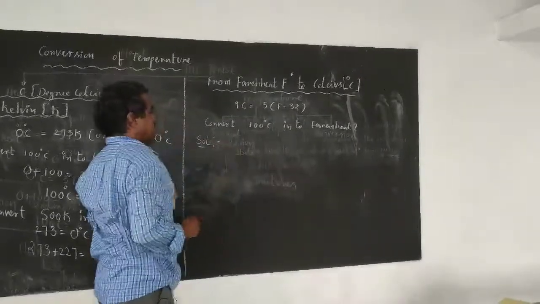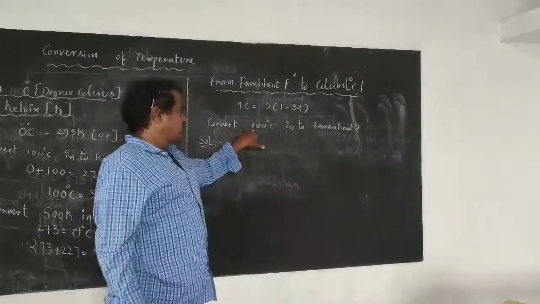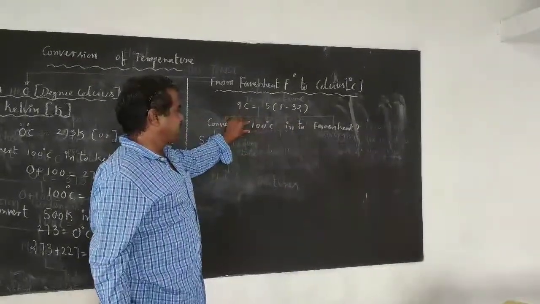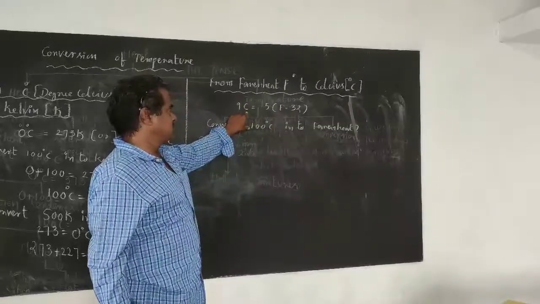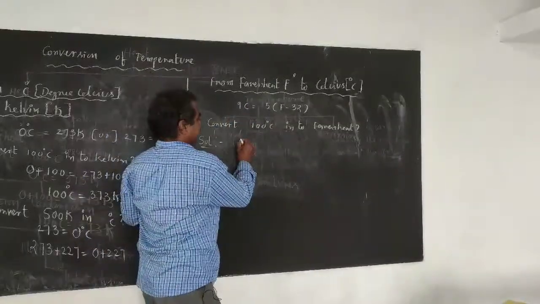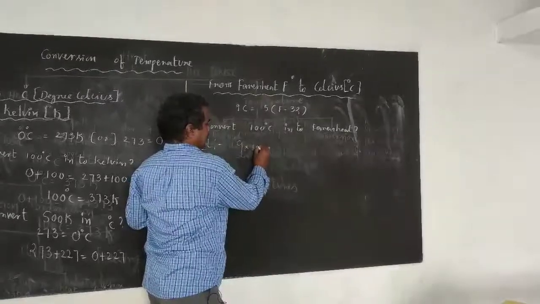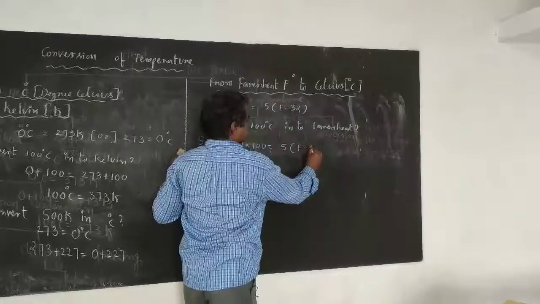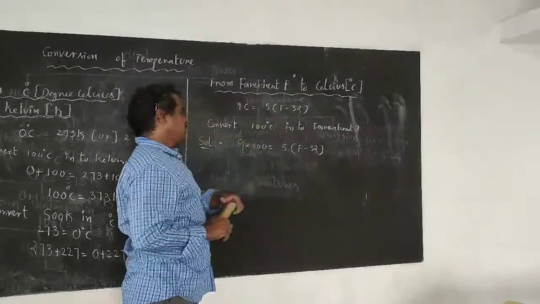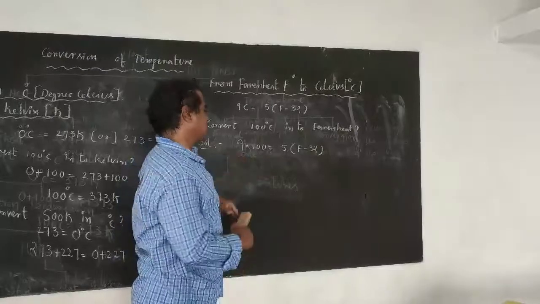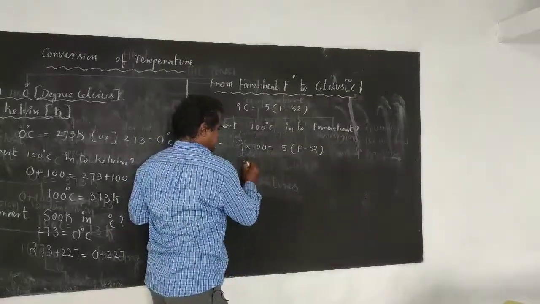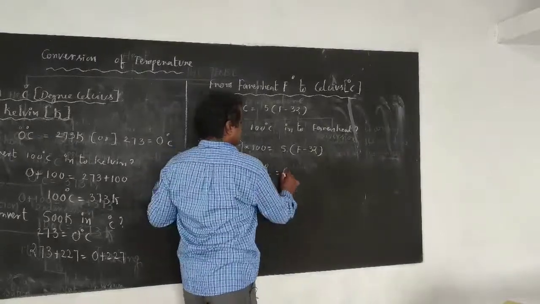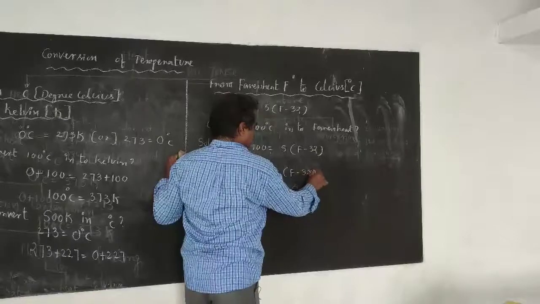So by using this formula, here we have to convert 100 degrees Celsius into Fahrenheit. Substitute this 100 degrees value in place of C in the given formula. We get 9 into 100 is equal to 5 into F minus 32. Any multiplying factor that moves to the other side of the equality gets division. So 9 into 100 by 5 is equal to F minus 32.